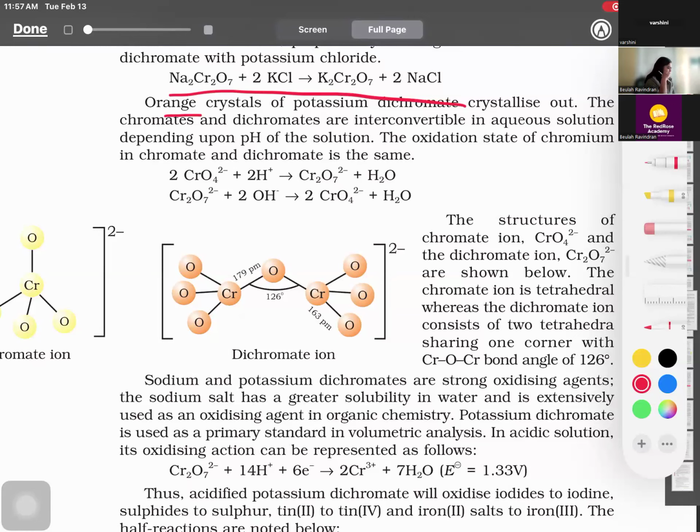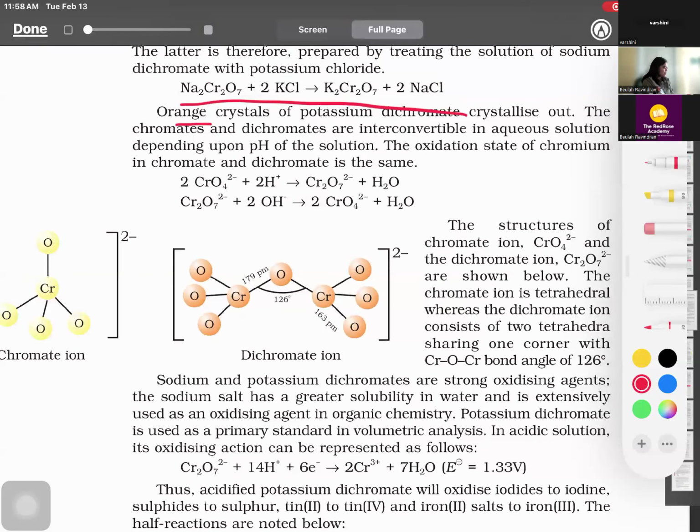Then what are all the physical properties discussed over here? Even then it is less soluble in water, its solubility is limited. But it is soluble, so that it crystallizes out. Okay. So we'll see the chemical properties which are discussed. First write in your notebook.